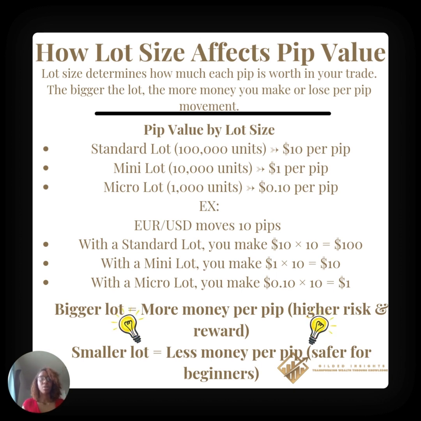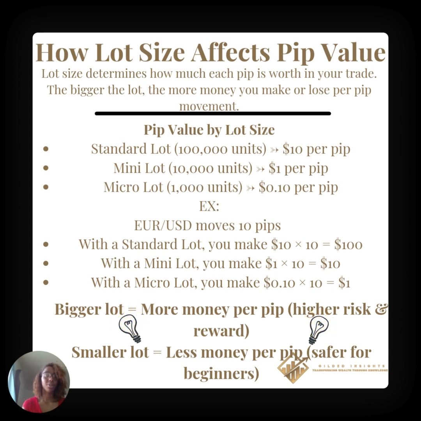Trust me. So the example here is, let's say you want EUR/USD to move in your favor 10 pips. With a standard lot, you have $10 times 10 pips, which equals $100 in profit. Why? Because the standard lot is $10 per pip, and your goal is to get 10 pips. With a mini lot, same thing. A mini lot is $1 per pip, and I'm going to multiply that by 10 pips because that's my gain, and you'll get $10 in profit. With a micro lot, 10 cents per pip times 10 is $1.